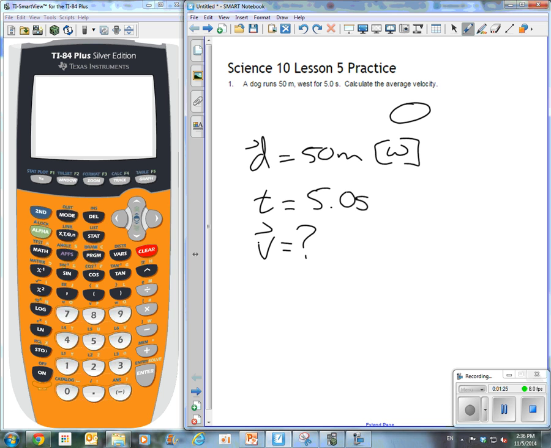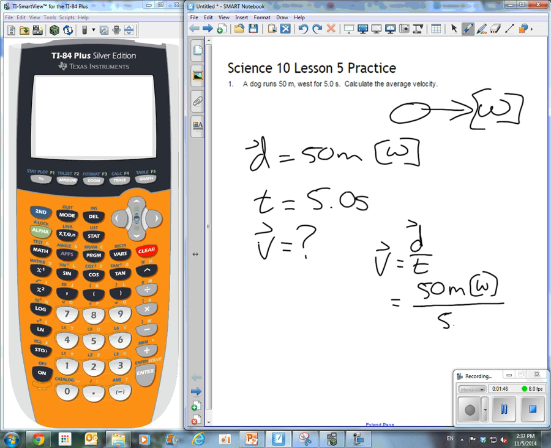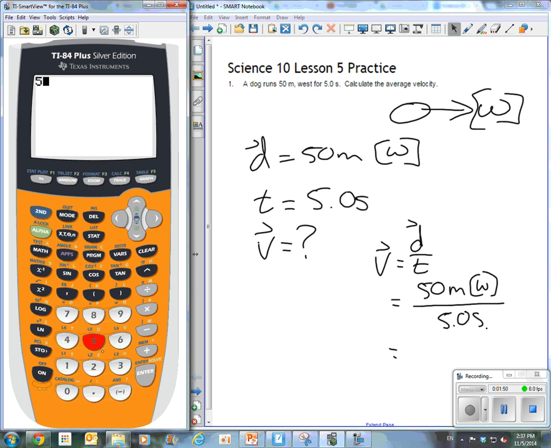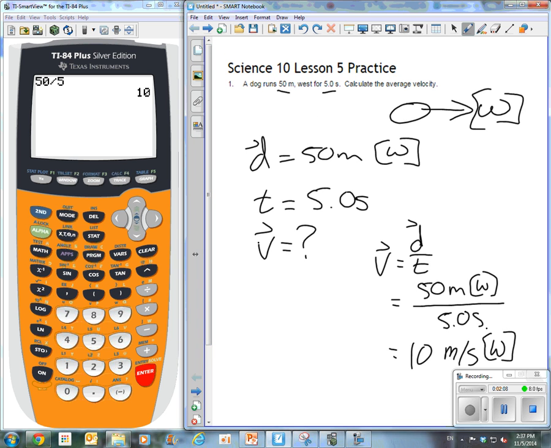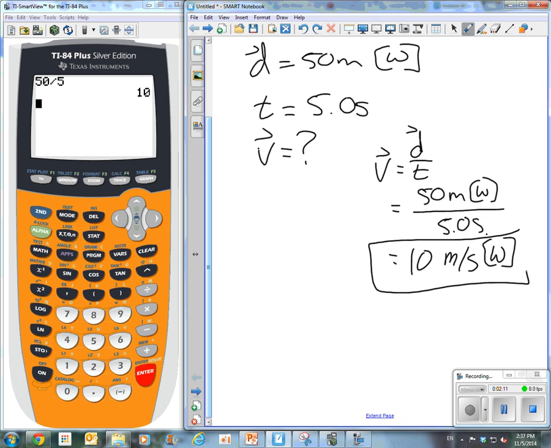Well, here is my dog, and he is running west. Beautiful picture there for everybody. Now, I'm going to look at my data booklet, and I'm going to find the formula. Velocity is equal to displacement over time. So I need to sub in my values now: 50 meters west divided by 5.0 seconds. And not like I need the calculator, but just in case, here we go. I've got 10 meters per second west. All right, two significant figures in my question and two significant figures in my answer, so I'm in the proper amount of significant figures, and there is my answer. All right, next question.